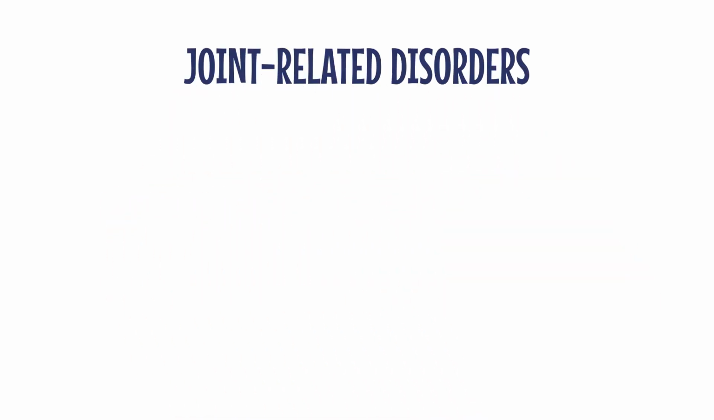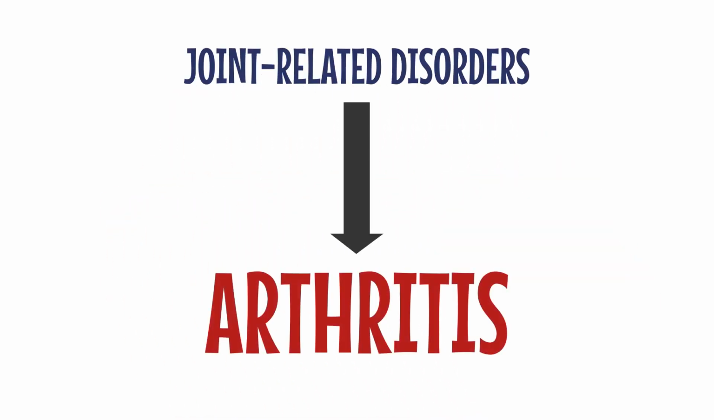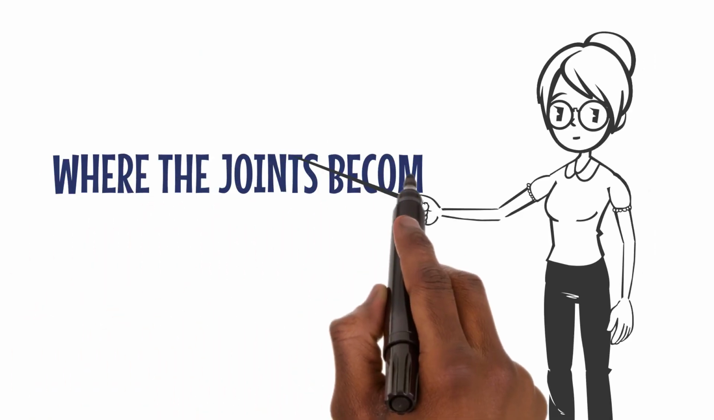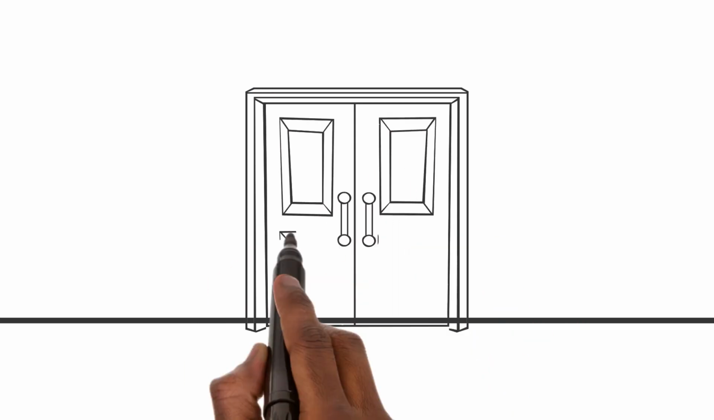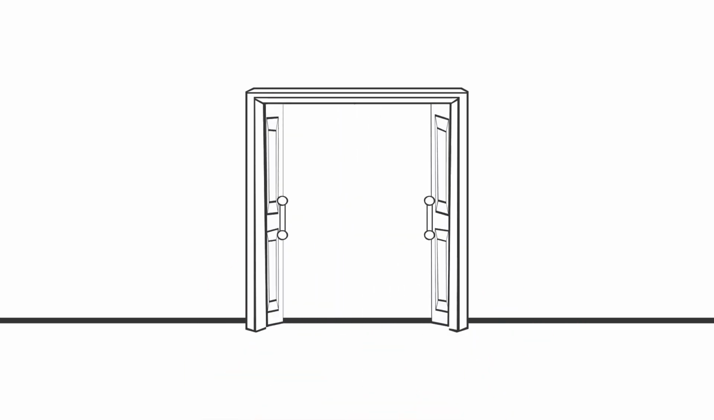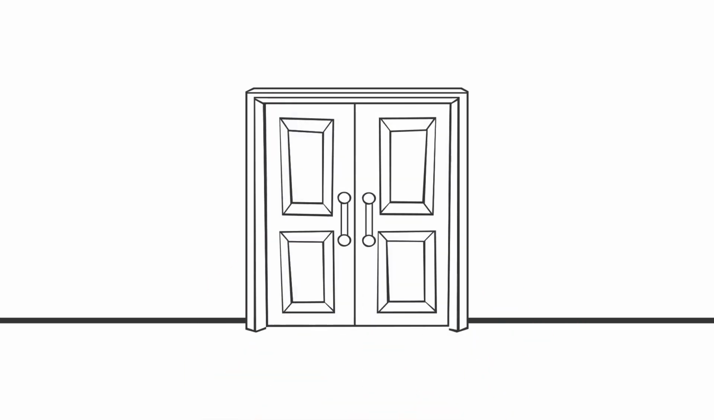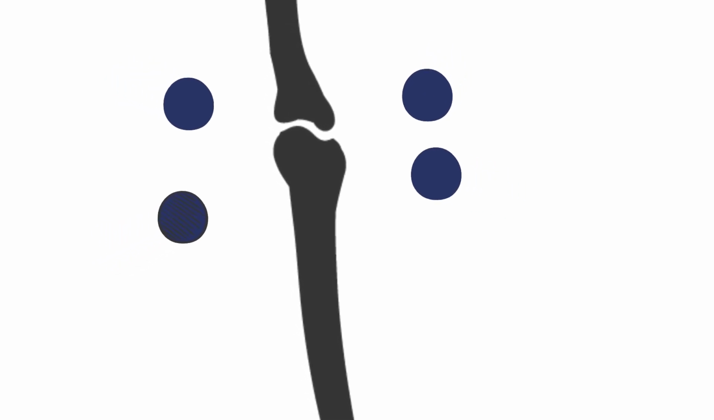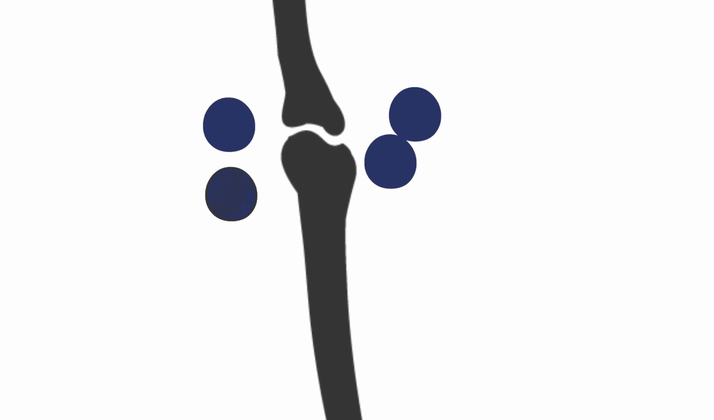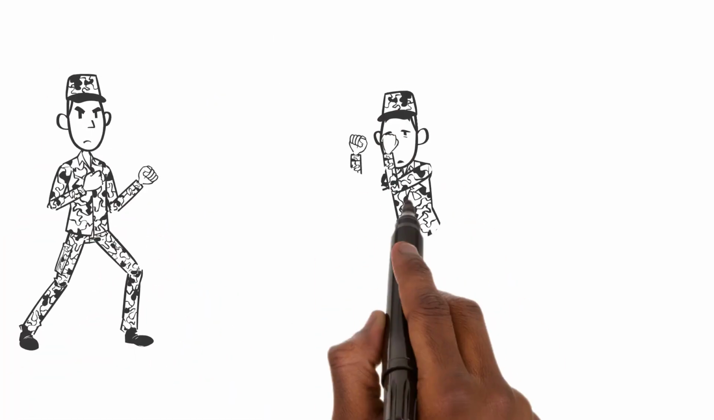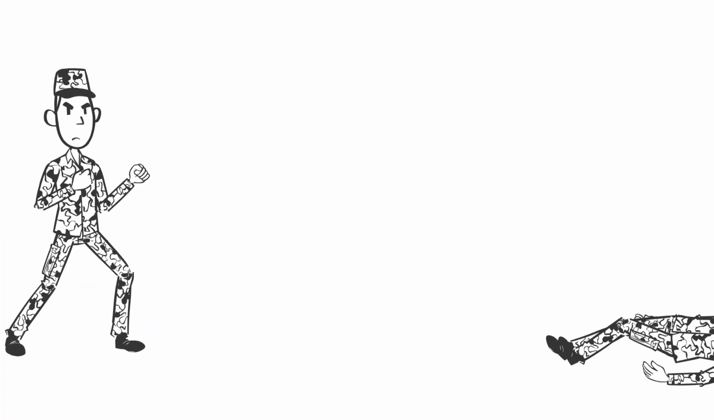Now, let's talk about some joint-related disorders. Arthritis is a common one, where the joints become inflamed and painful. It's like having rusty hinges on a door, making it difficult to open and close smoothly. Rheumatoid arthritis is another condition where the immune system mistakenly attacks the joints. Think of it as an army of little soldiers going haywire and attacking our own body, causing pain and swelling in the joints.